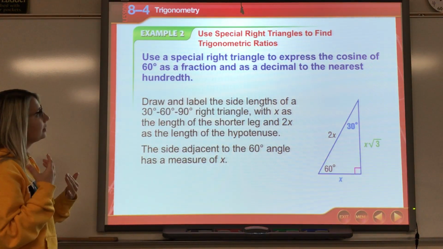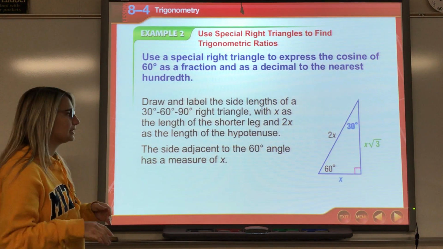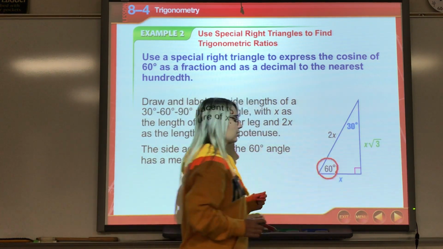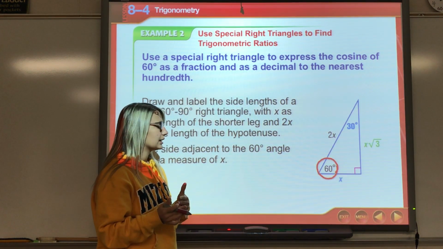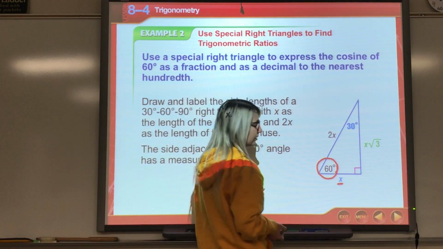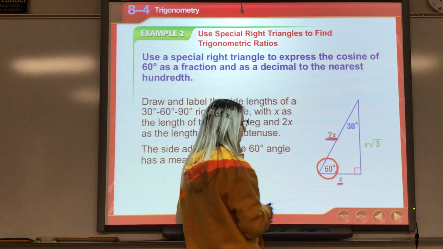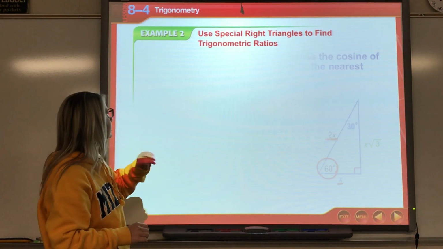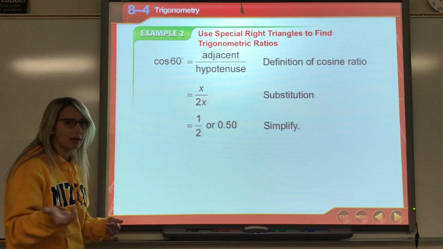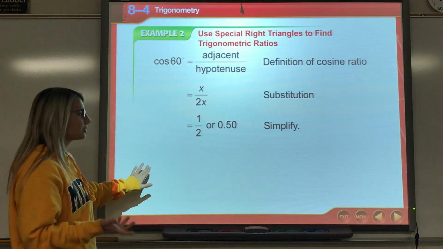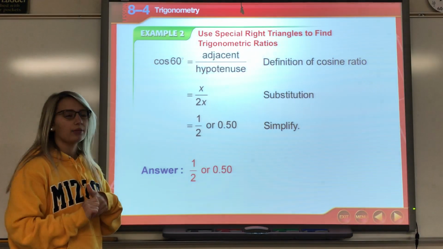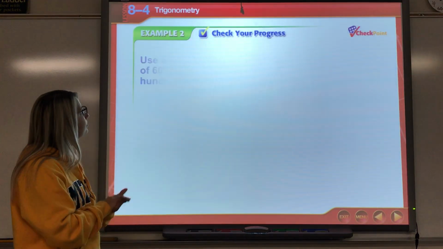So it's telling us to find the cosine of 60 degrees. So if we found the cosine of this 60 degrees, cosine is the adjacent over the hypotenuse. So x is our adjacent, 2x is the hypotenuse. I think if I go to the next page, it'll show you that. So then when we simplify this down, we get 1/2. And 1/2 in a decimal is just 0.5. So the cosine of that 60-degree angle would be 1/2 or 0.5.